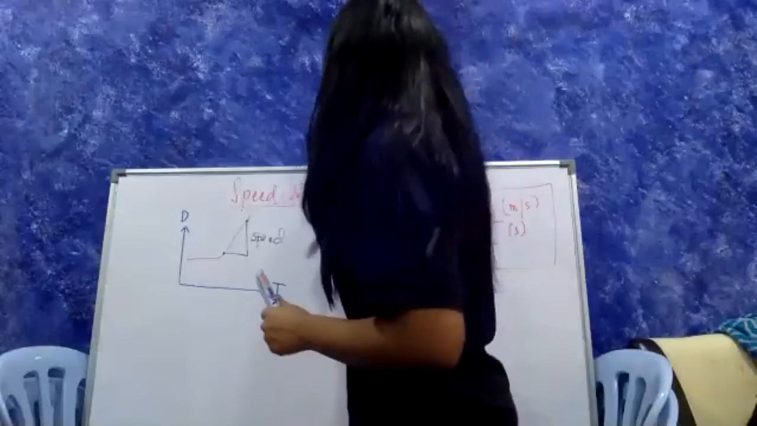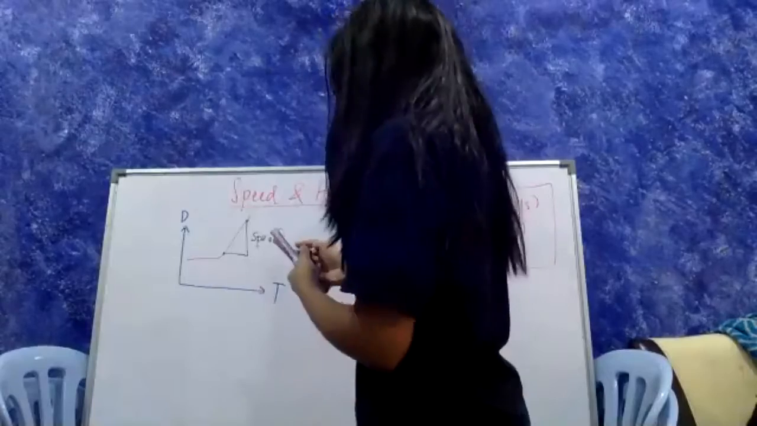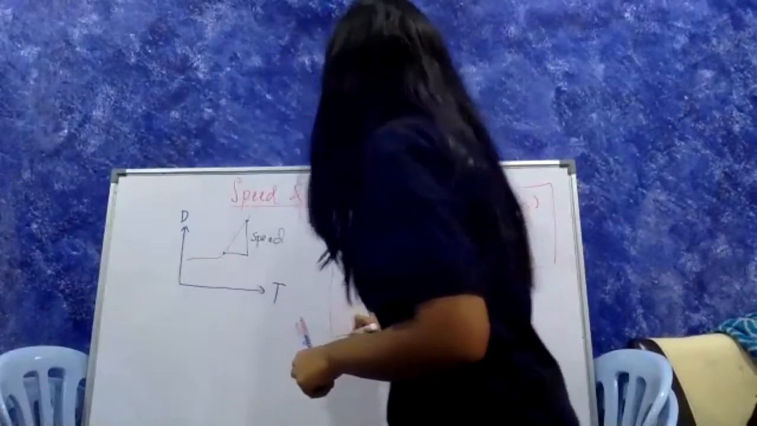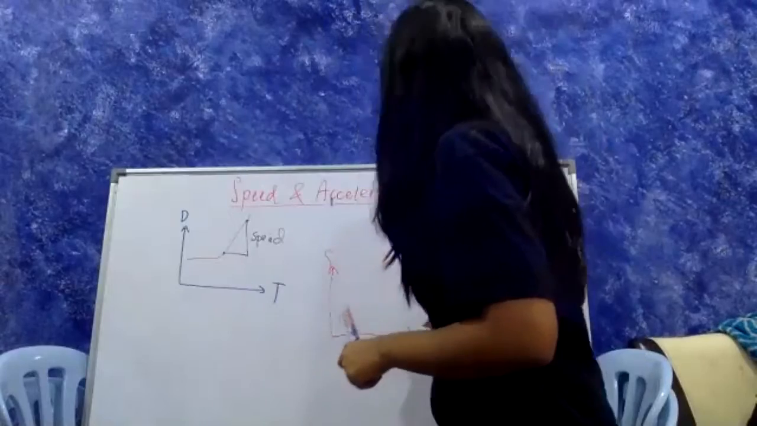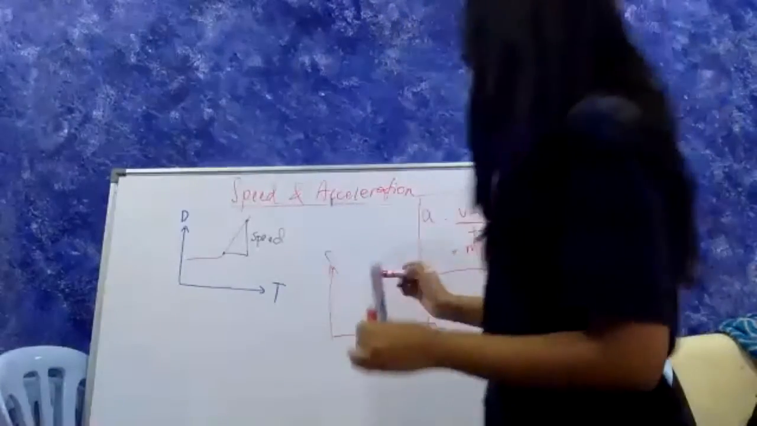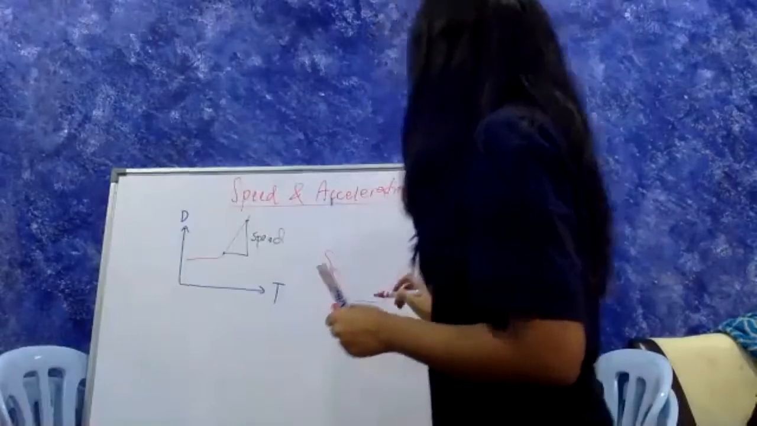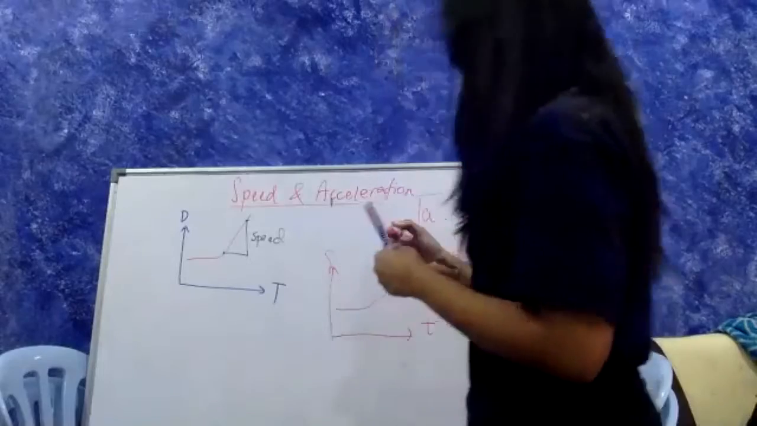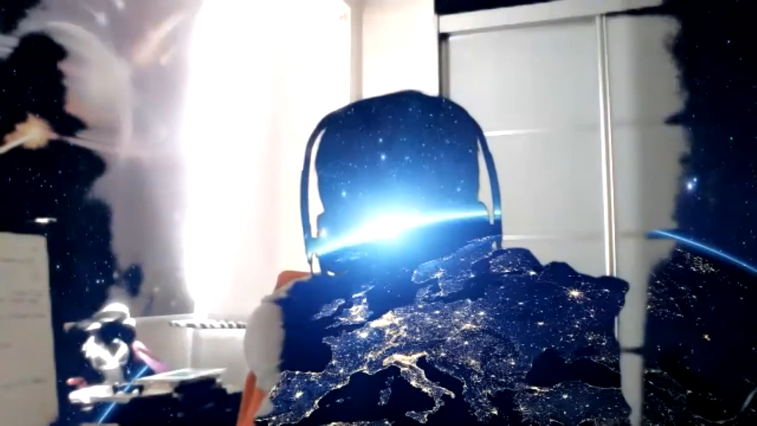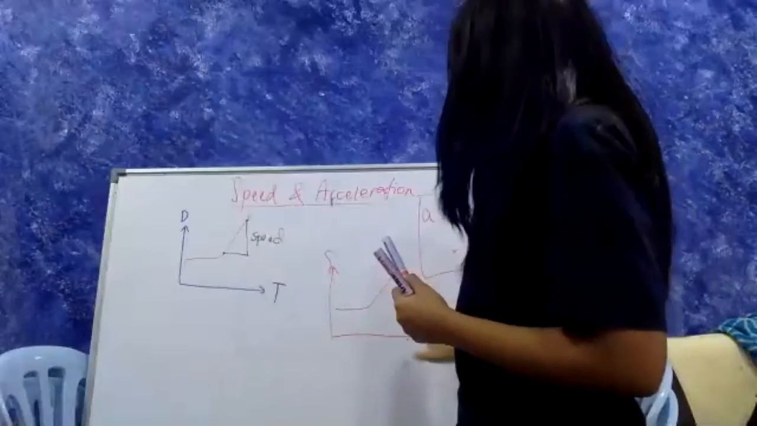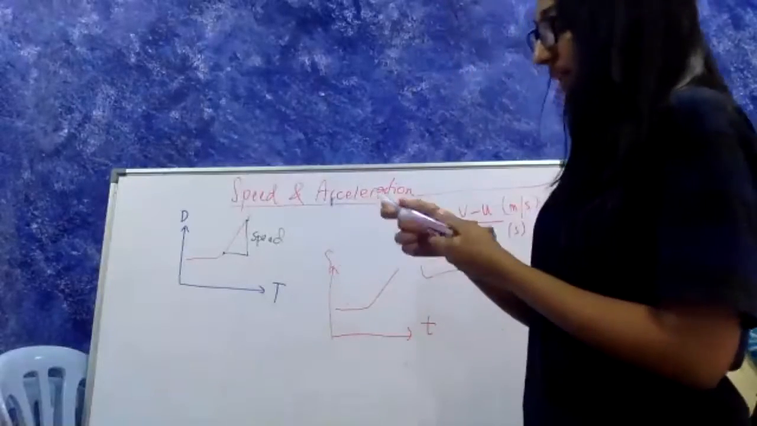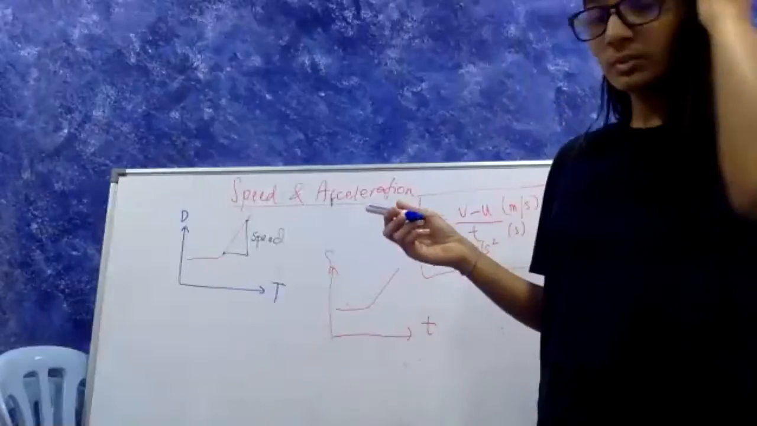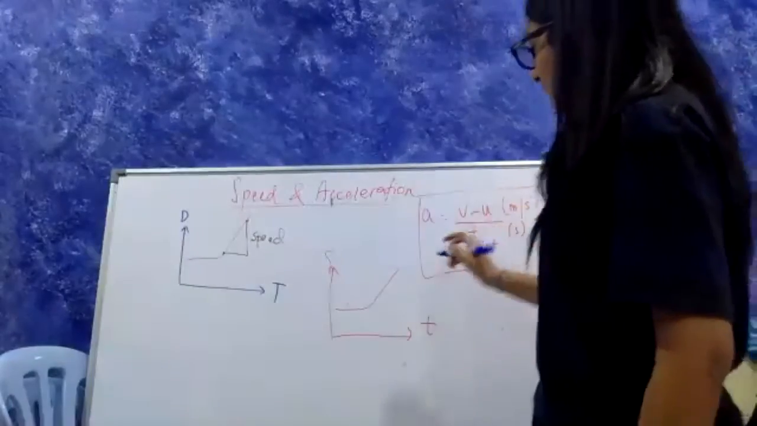Okay, so now if I have a speed and time graph, how do I calculate the acceleration? For a distance time graph, to calculate speed, I find the gradient. For a speed time graph, if I want to calculate the acceleration, I find the gradient too.